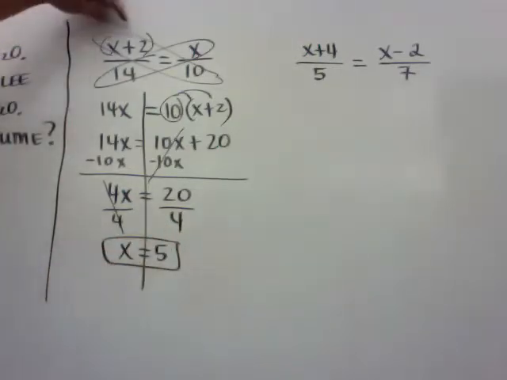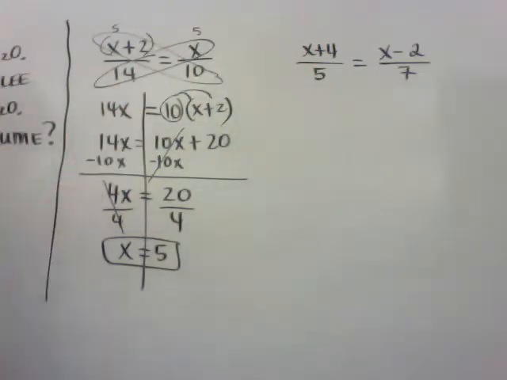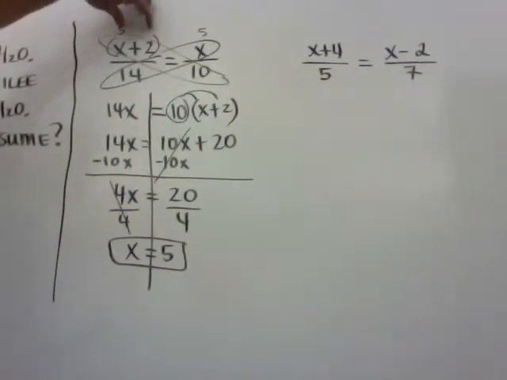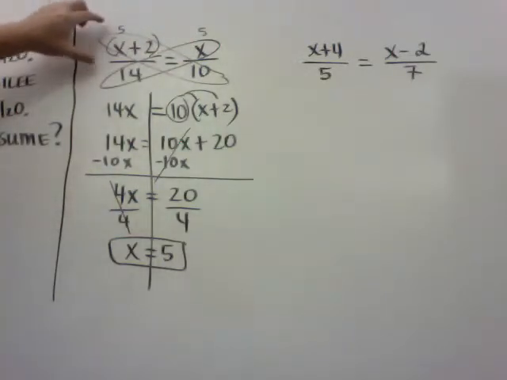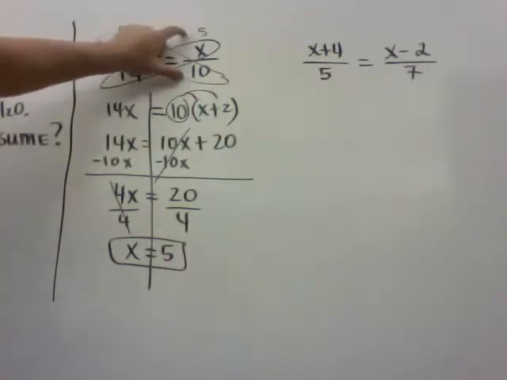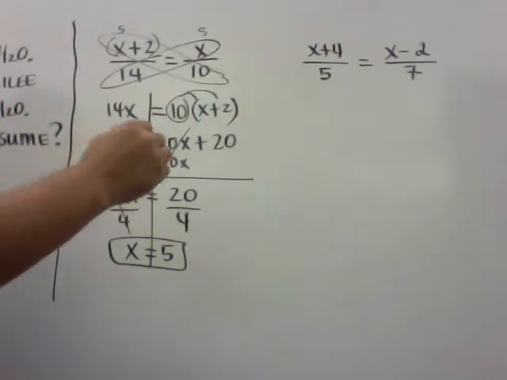So if I put a 5 up here, do a check. If I do a 5 up here and a 5 here, this would be 5 plus 2, which is 7 over 14 is equal to 5 over 10. So 7 over 14 is 1/2. 5 over 10 is 1/2. So it works. You don't have to check it in work. You can just visually check it with your eyes. Okay, so here's another one.